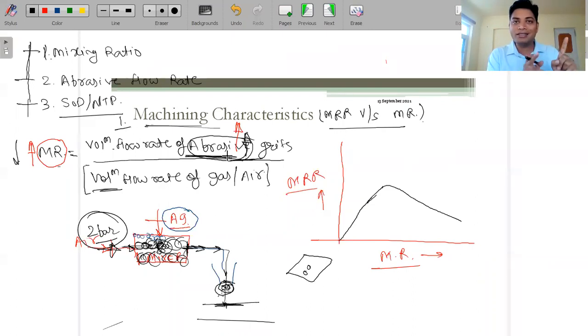If we are decreasing the volume flow rate of the gas, then obviously the kinetic energy or the velocity attained by the abrasive particles will decrease. If it decreases, then there will not be removal of the material. It will just shower over the workpiece surface. So please keep in mind, this is the graph for the mixing ratio with respect to the material removal rate. Okay guys, if you have any doubt, you can ask me here.